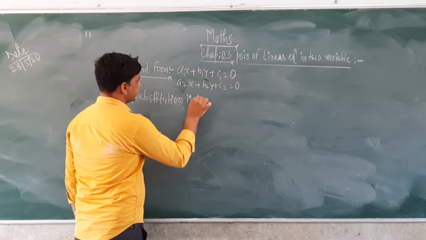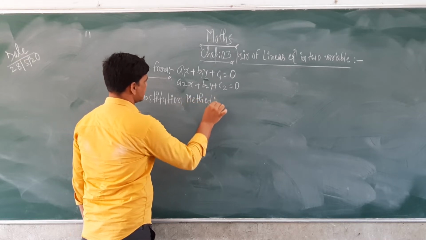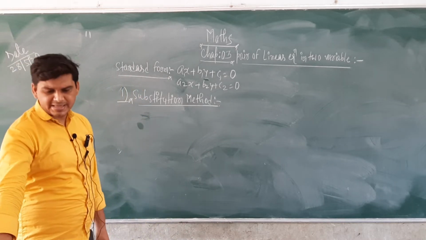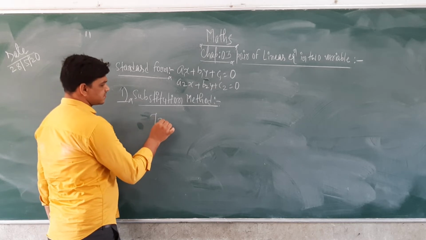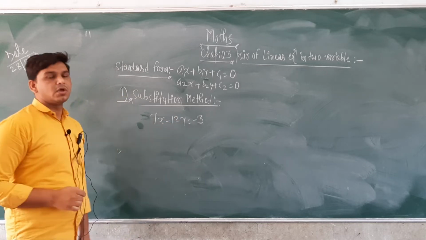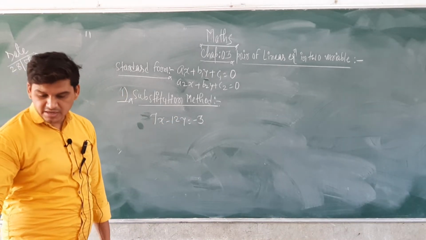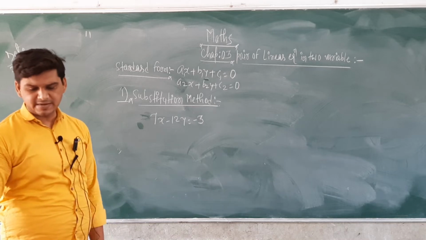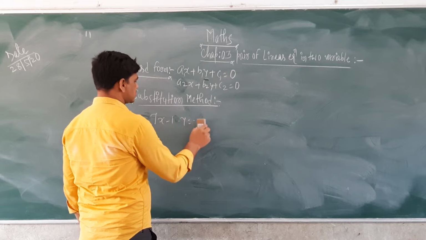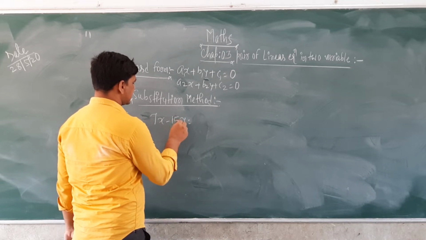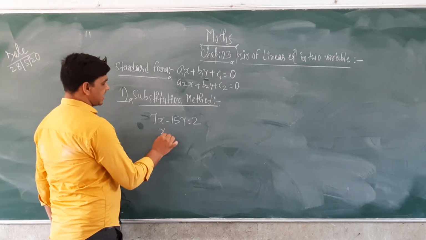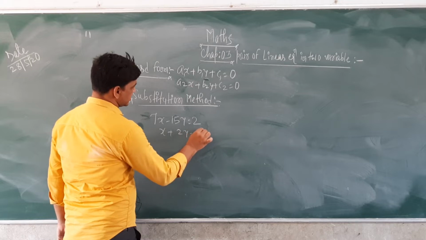To understand the substitution method, we'll take an example of how to solve it. Now we'll take one example: 7x minus 12y is equal to minus 3. Always, the constant will be on the right-hand side of the equation. Let's check some questions: 7x minus 15y is equal to 2, that is one linear equation. Another is x plus 2y is equal to 3.